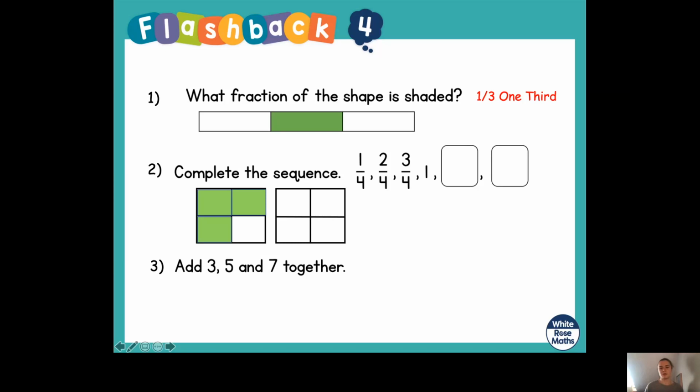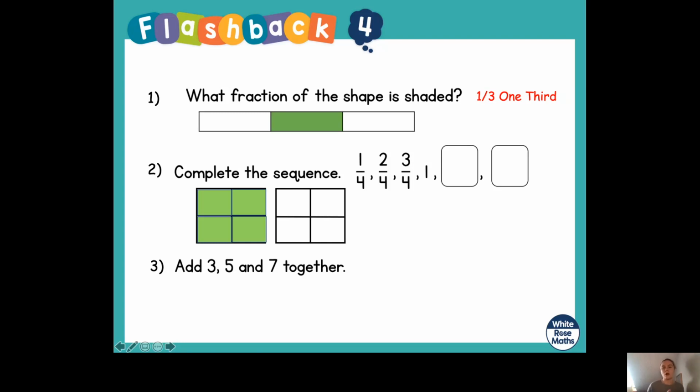Now, after 3 quarters, we have 1. Why do we have 1 after 3 quarters? Well, let's have a look. Let's shade in another quarter. Okay, so I've shaded in another quarter. And as you can see, the whole of the shape now is shaded in. So therefore, 4 quarters is the same as a whole. It's the same as 1. So that is why we've got 1 next in the sequence.